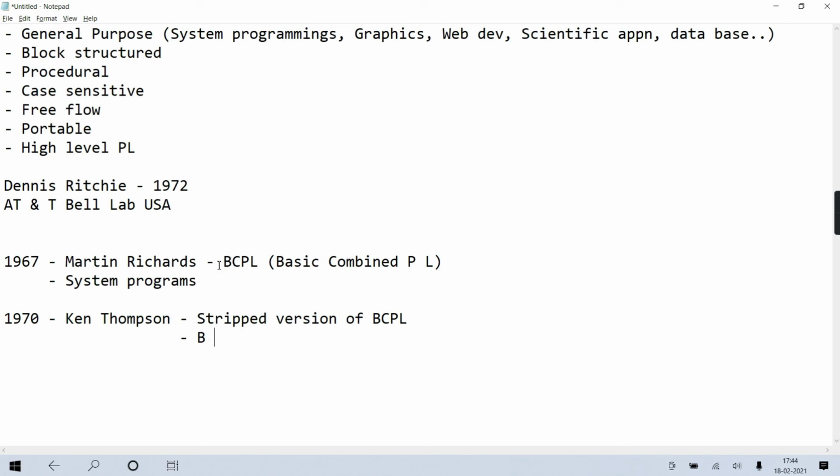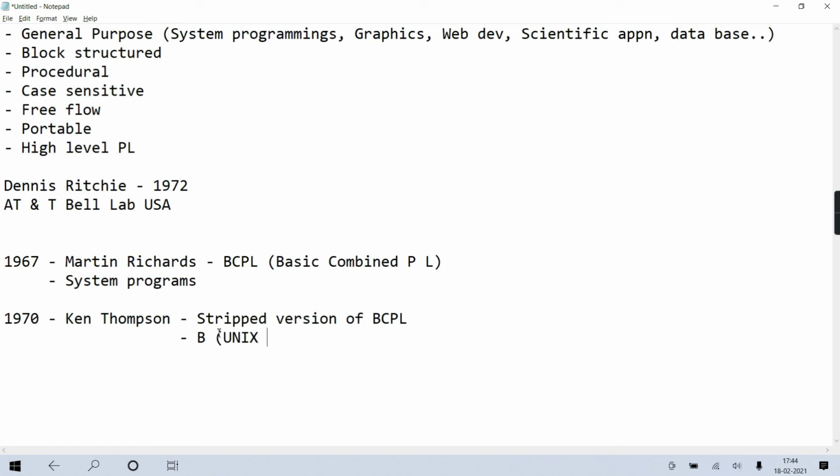Let's take the first letter of its ancestor language. Ancestor means you got it, no? So let us take the first letter of its ancestor language and give the name to it. So he took that letter B and named it B. Getting? And this language was used in Unix making, meaning in the making of Unix.